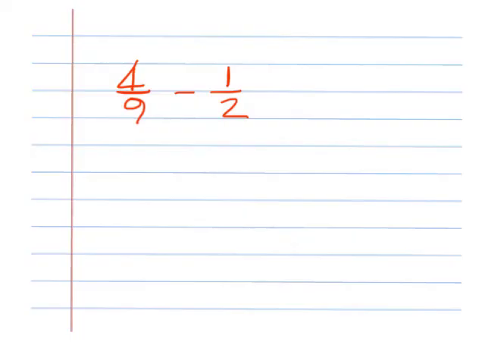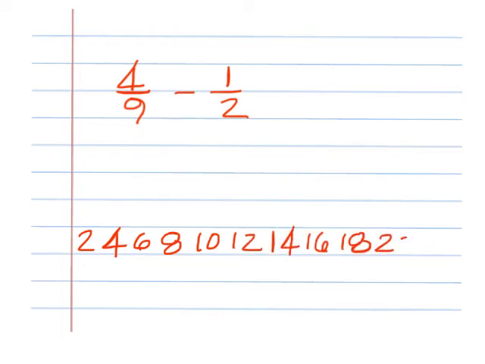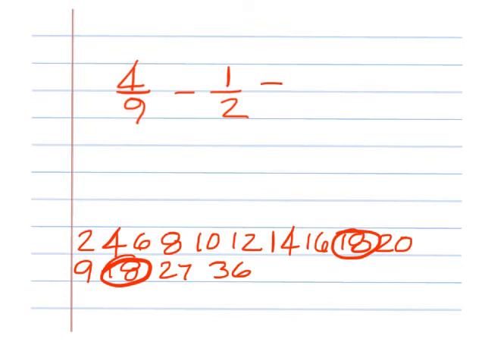Bonus number 5. 4/9 minus 1/2. Find the least common multiple between 9 and 2. You have 2, 4, 6, 8, 10, 12, 14, 16, 18, 20, and so on. For 9, you have 9, 18, 27, 36. What number is the lowest that they have in common? 18. So it should be 18 for the common denominator.